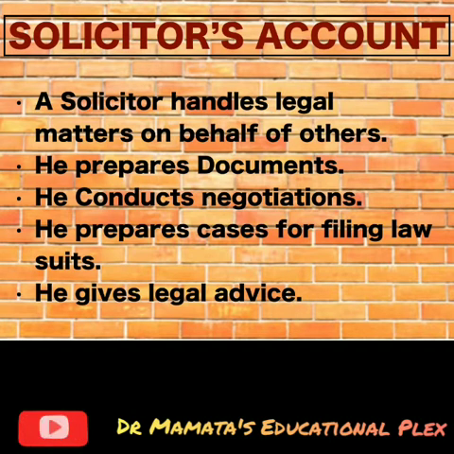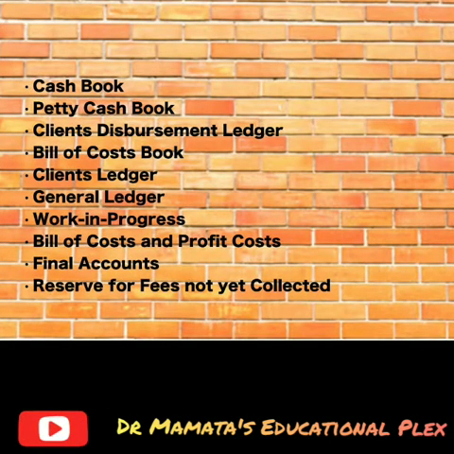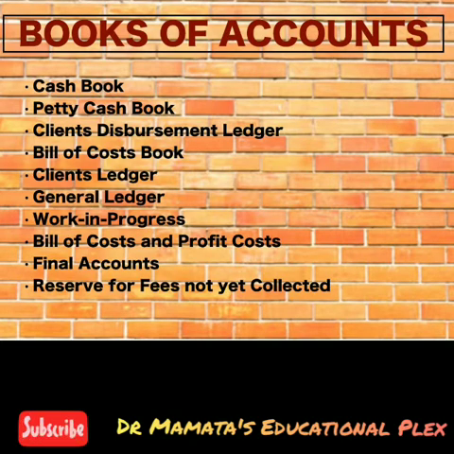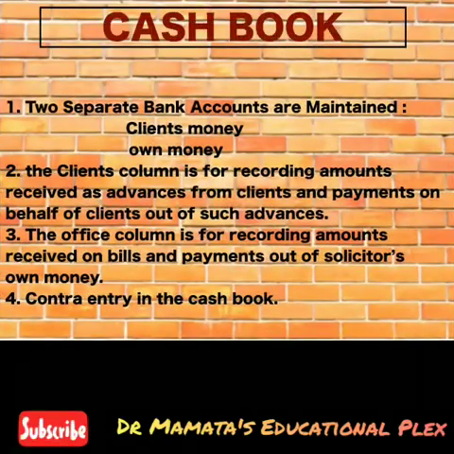The total bill is known as bill of costs. The fees part of the bill is known as profit costs. Only the profit cost is the income for the solicitor. Now we will see the books of accounts. A solicitor maintains these books of accounts: cash book, petty cash book, client's disbursement ledger, bill of costs book, client's ledger, general ledger, work in progress, bill of costs and profit costs, final accounts, and reserve for fees not yet collected. Now let us see all these books of accounts one by one.